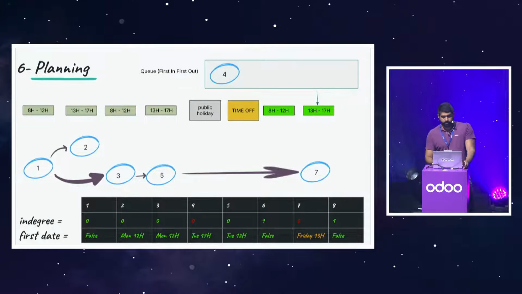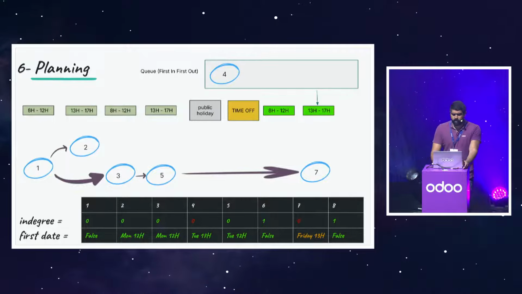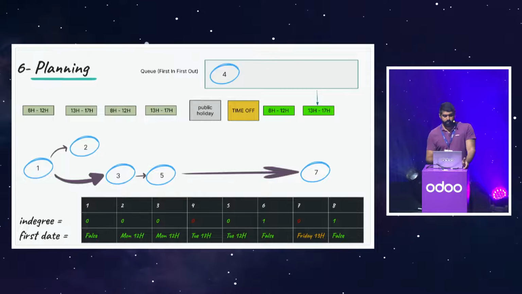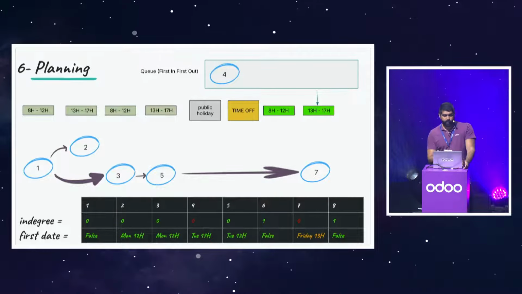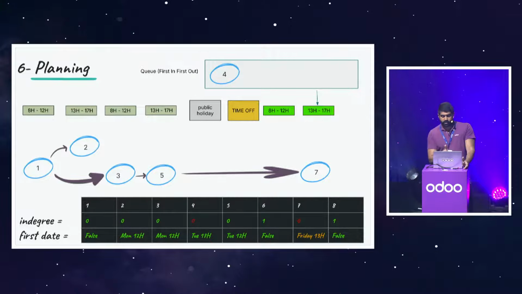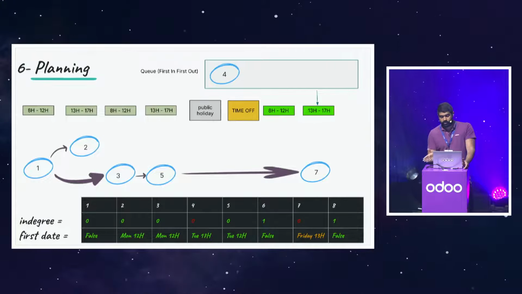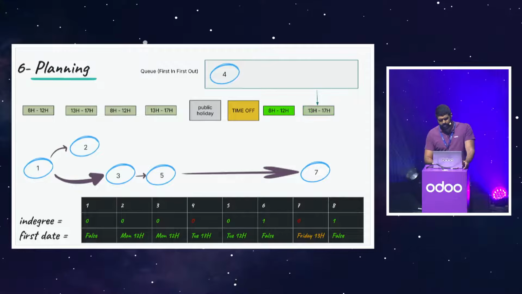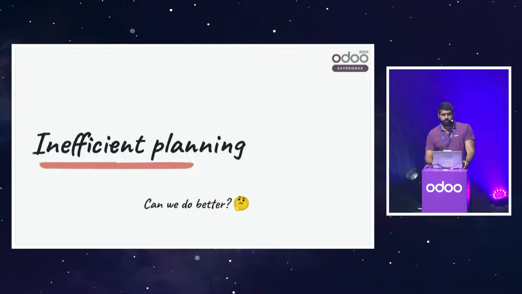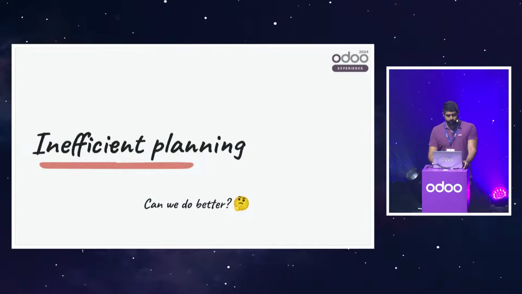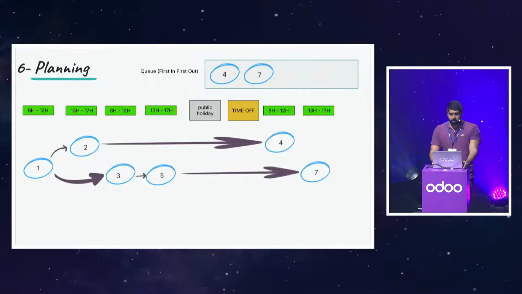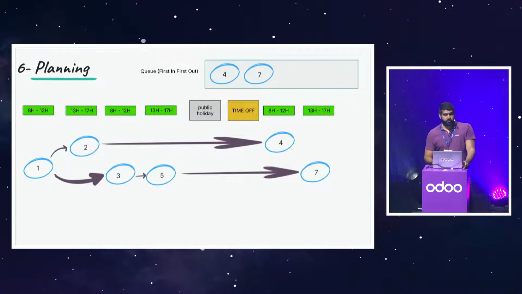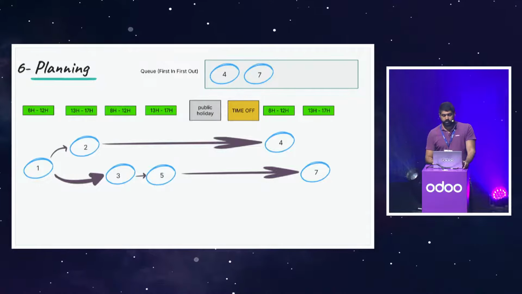I plan 7, but I no more have intervals to plan. 4 is no more planned. I have skipped one interval and my pointer is only going to the right, so I cannot go back to use that skipped one. So it's simply an inefficient planning. Can we do better? Let's see. As I said, if 4 was pushed before 7, I could achieve a better and optimized planning.